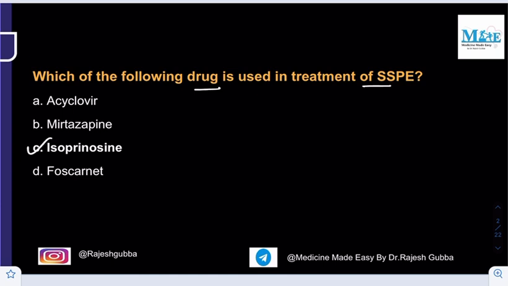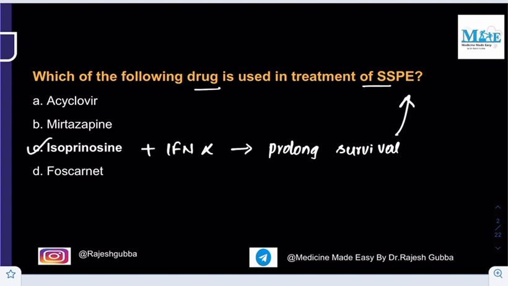Isoprinosine should be given along with interferon alpha. Whenever you give isoprinosine along with interferon alpha, this will prolong the survival of individuals with subacute sclerosing panencephalitis. Now what about the other options? Acyclovir is not given, because subacute sclerosing panencephalitis is caused by the wild measles virus, and acyclovir is not effective against the wild measles virus.